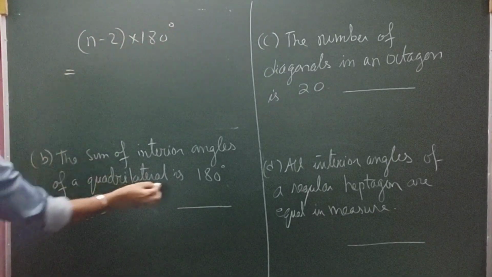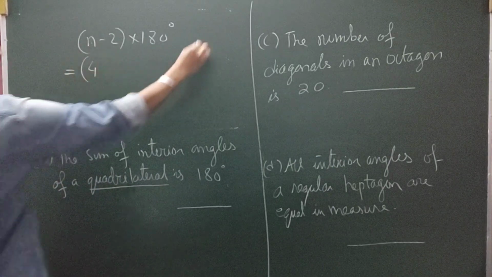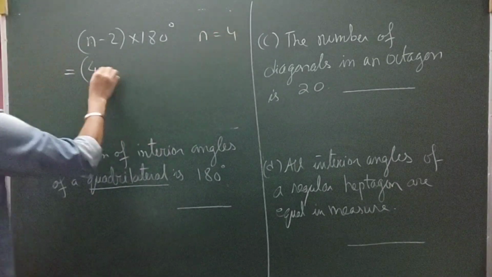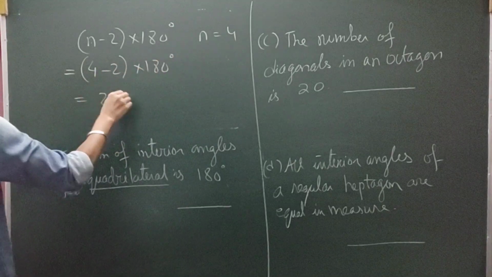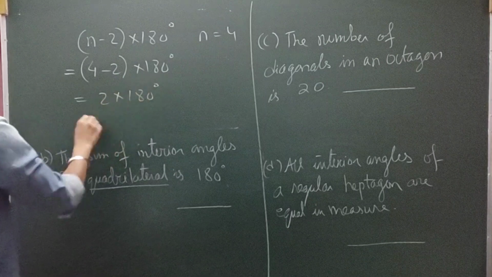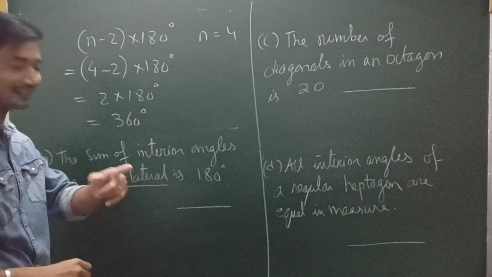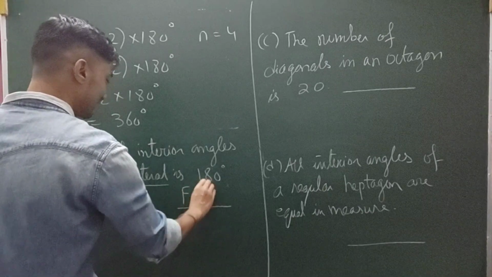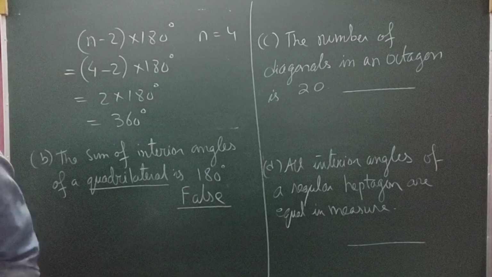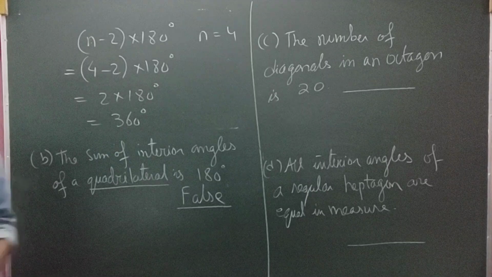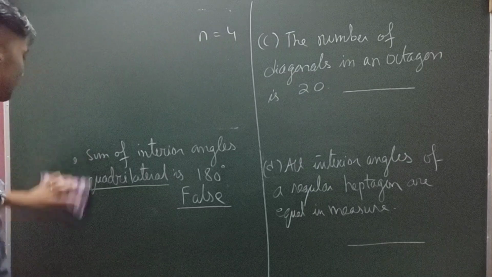So when you talk about a quadrilateral, how many sides do we have? 4 sides. N is 4. Quadrilateral means 4 sides. N is 4. So 4 minus 2 into 180 degree. This is a universal theorem, of course. 180 degree, how much is it? 360 degrees. So it is true, isn't it? And not true. This is also false. False. Not true. False. Okay? Alright, so this is also done. You can pause the video and then write down.